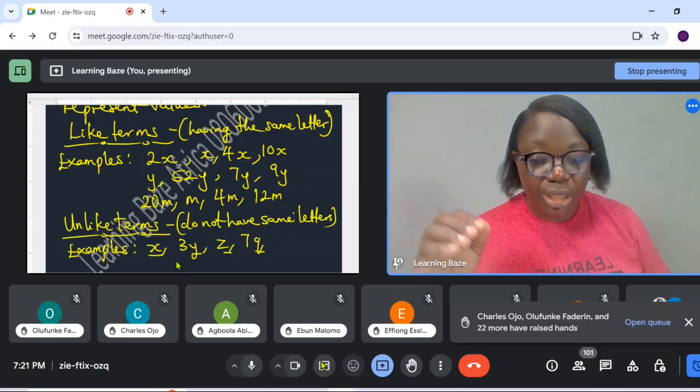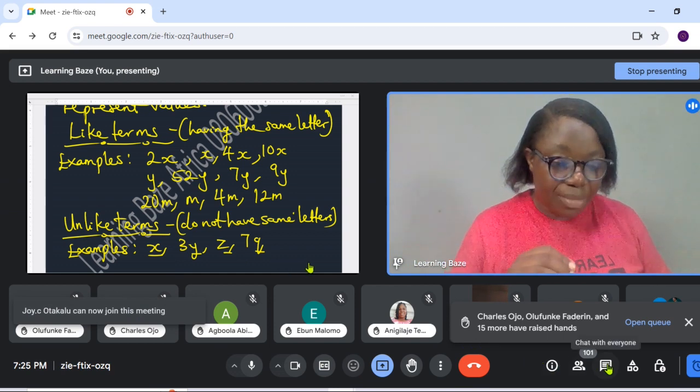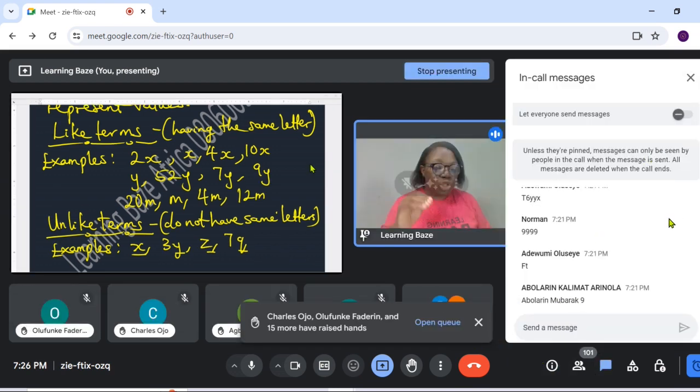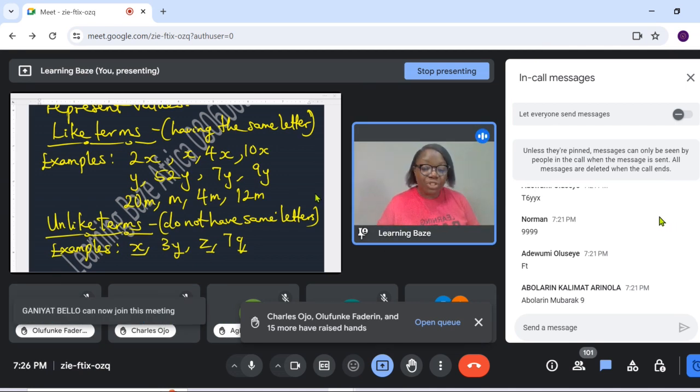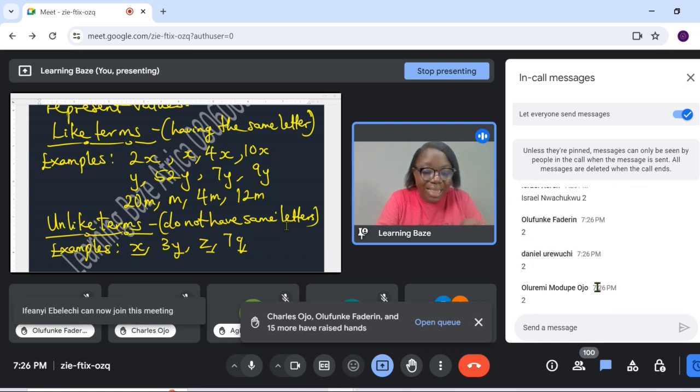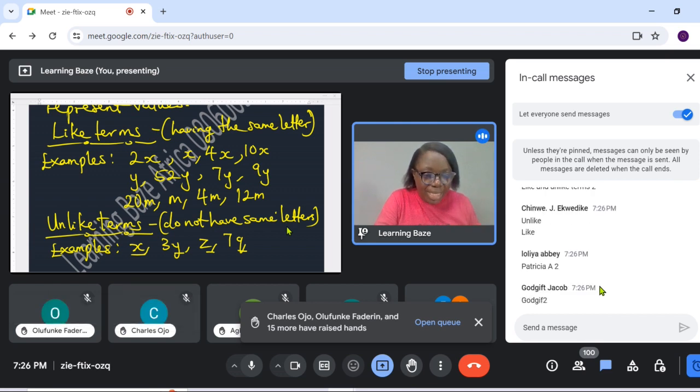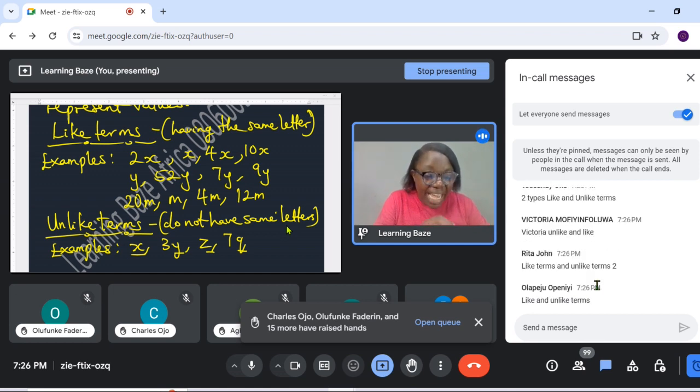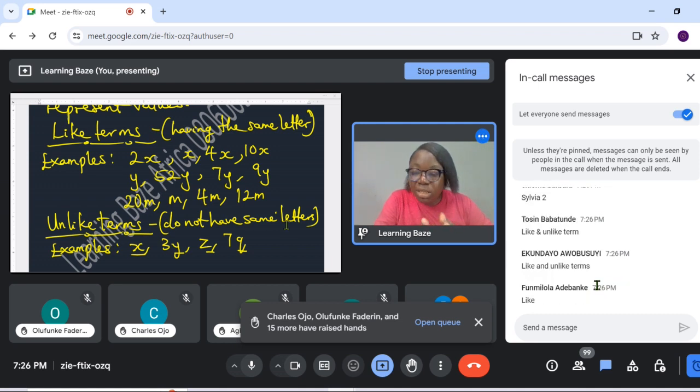Now, in the comment section, I want you to type the two types of terms that I have just spoken about. How many types of terms do we have? I have opened the comment section. Type the names of the terms for me. Don't just type two, the name of the terms is not two. Fantastic, that's like terms and unlike terms. Keep typing.